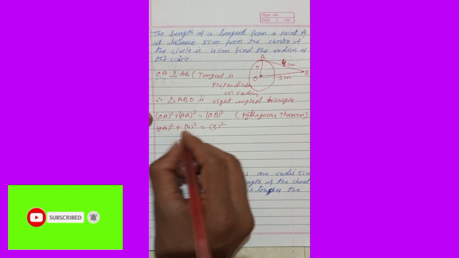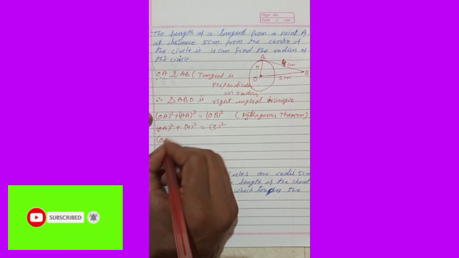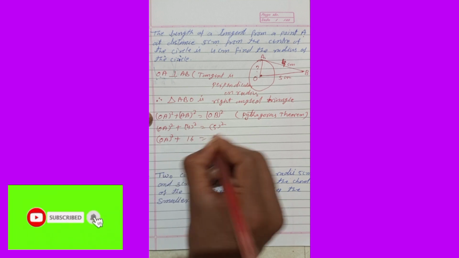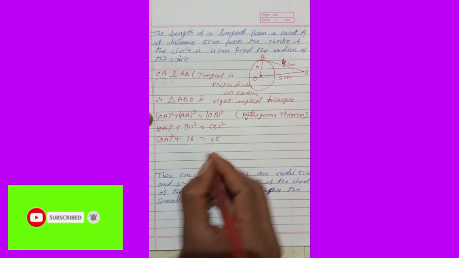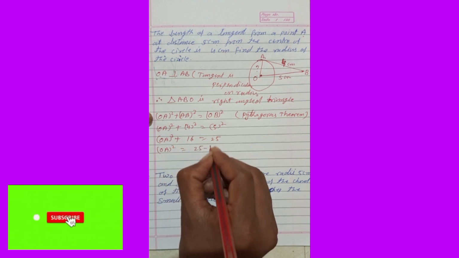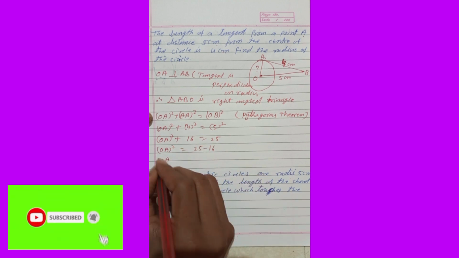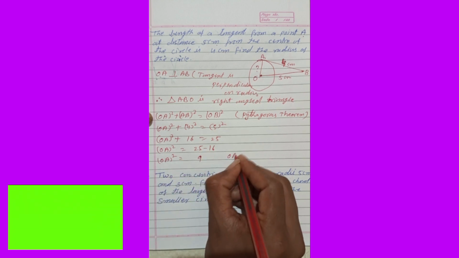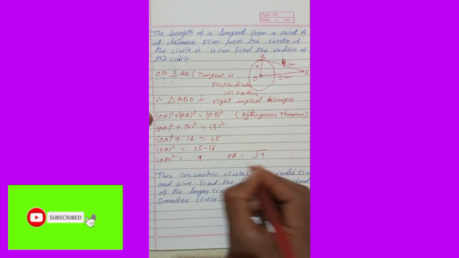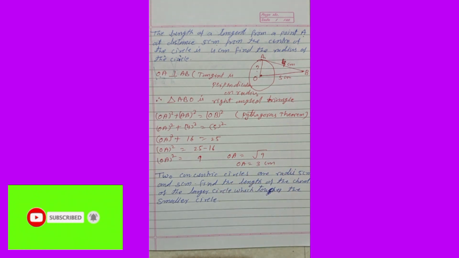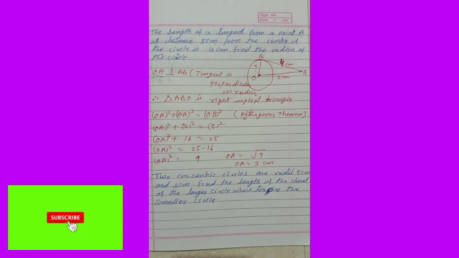Now we can write that OA whole square plus 4 square, which is 16, is equal to 5 square, which is 25. So OA whole square is equal to 25 minus 16. Now OA square is equal to 9. Then OA is equal to root 9, and OA is equal to 3 centimeter. So the radius of the circle is 3 centimeter.